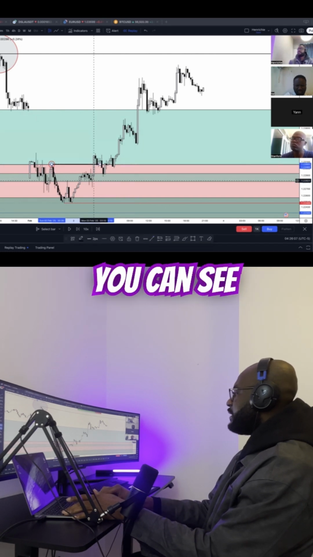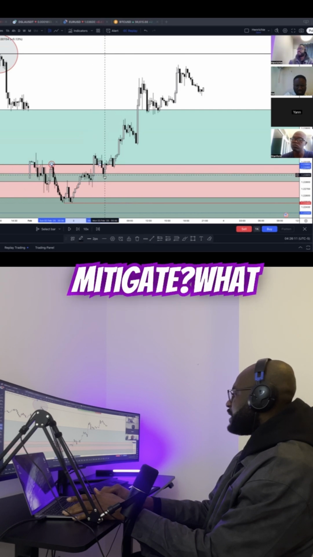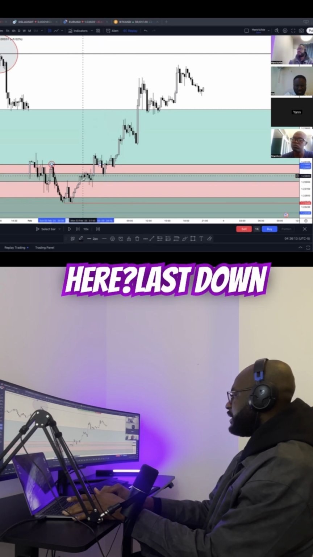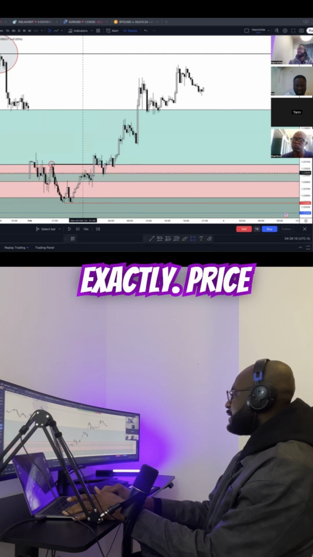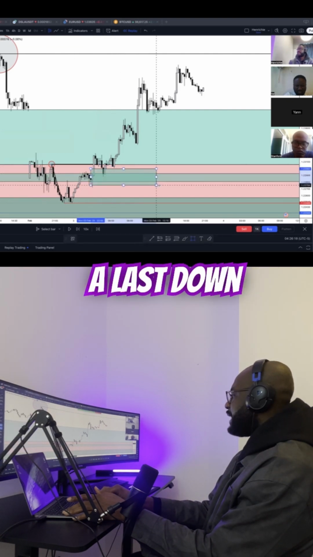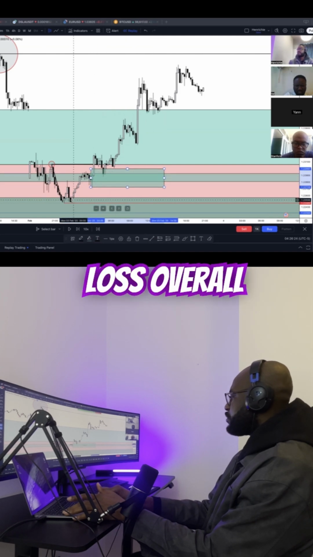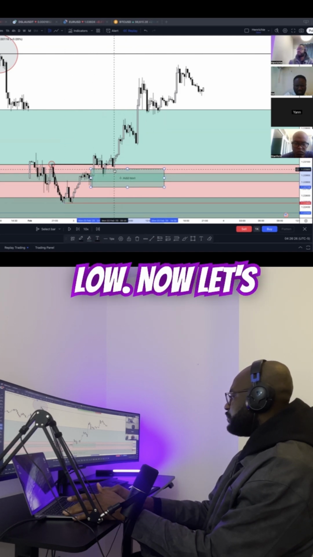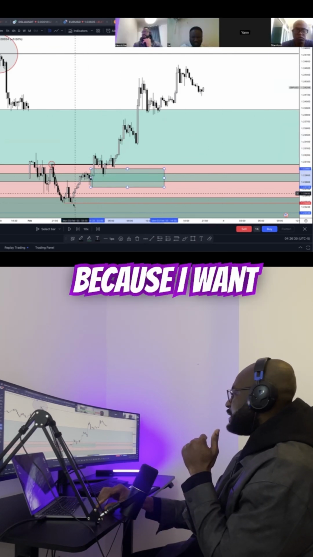And right here, you can see price broke that structure. And after breaking structure, what did we come down to mitigate? What is this resting right here? Last down close candle. Exactly. Price came down into a last down close candle. And right here would have been your entry. Stop loss, overall low.